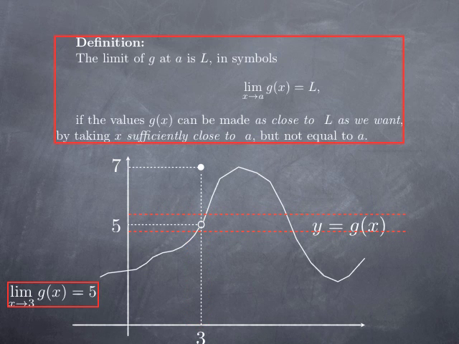Now what we want is to be able to do that for any distance we fix, right? Here we started by saying we want the values g of x to be within 0.5 of the limit 5. We could have started with within 0.1 of the limit 5 or within 0.001. If we pick another distance, we should be able to find some interval around 3 such that all the points, except possibly 3, are mapped within this distance of the limit 5 by the function g.